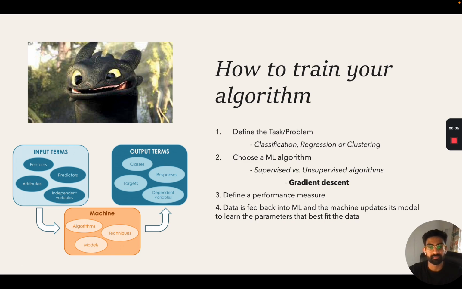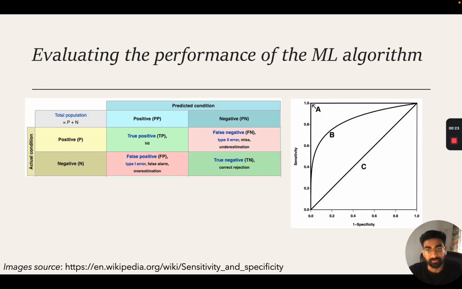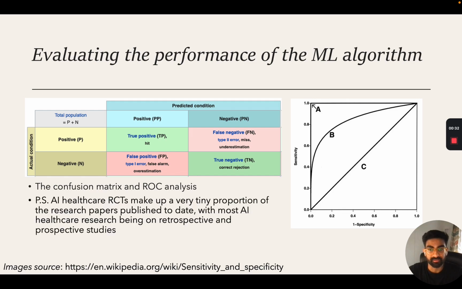Okay, so once we've chosen a machine learning algorithm, we have to have a set of defined performance metrics to measure the algorithm against. The results are also fed back into the machine learning algorithm to update its model and to learn the parameters that best fit the data. They're also then evaluated with normal medical metrics such as type 1 error and type 2 error. We'll find the sensitivity, specificity, and the ROC curves. Just a note, AI healthcare RCTs make up a very tiny proportion of research published to date, with most AI healthcare research being retrospective and prospective studies.